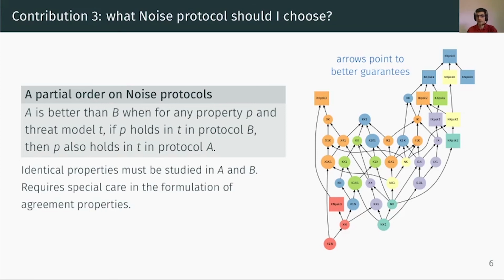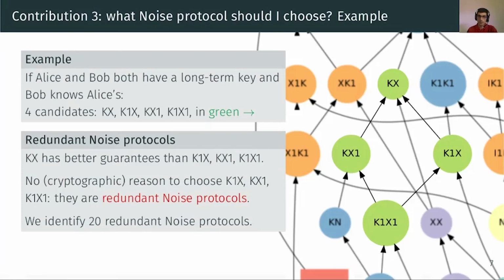Let's make it more concrete with an example. Let me zoom on the graph. To make sure we don't compare apples to oranges, assume that you want a noise protocol where both Alice and Bob have a long-term key, and Bob already knows Alice's long-term key. The noise specification has 4 examples of protocols matching these requirements. They are in green on the right.